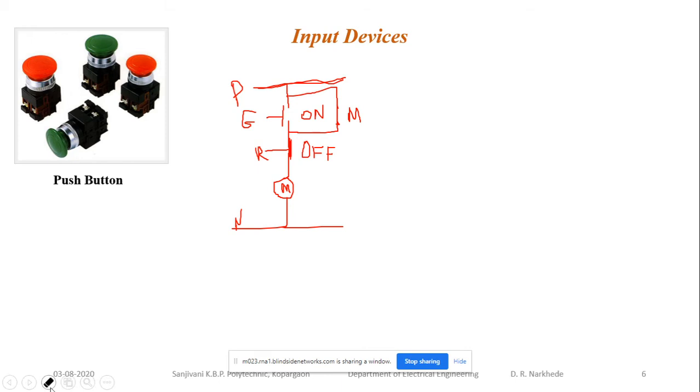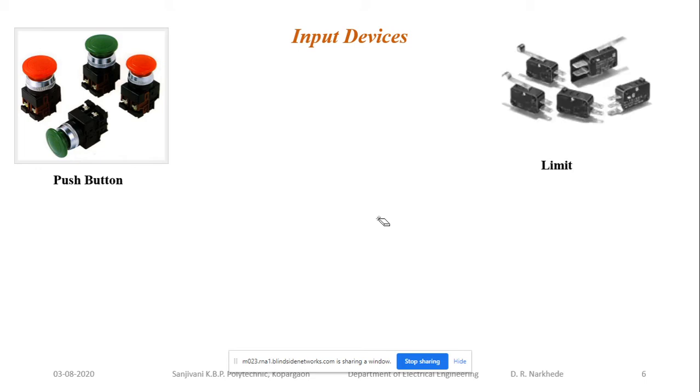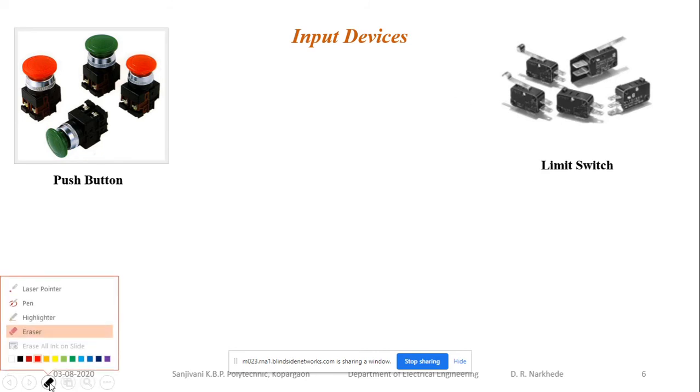Okay, so this is your input devices. The first input device, that is push button. The next commonly used input device is the limit switch. दुसरा सर्वात जास्त यूज होणारा इनपुट डिवाइस आहे लिमिट स्विच. लिमिट स्विच is mechanically operated device. Okay, so what is going to happen in this case?